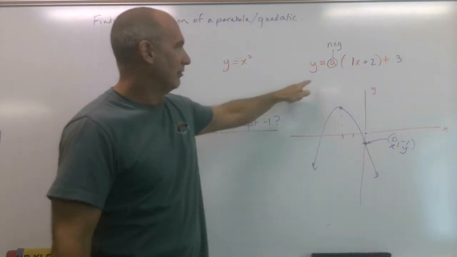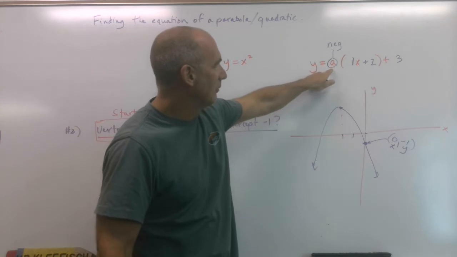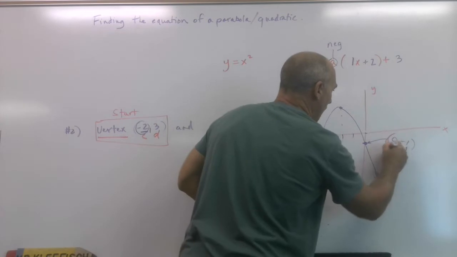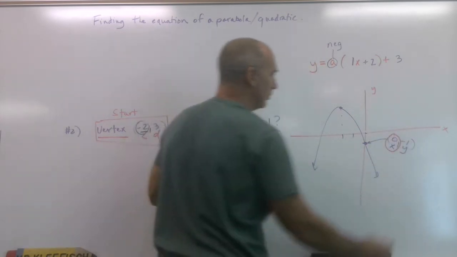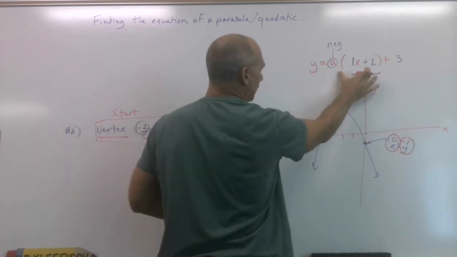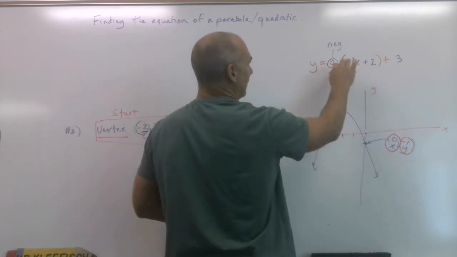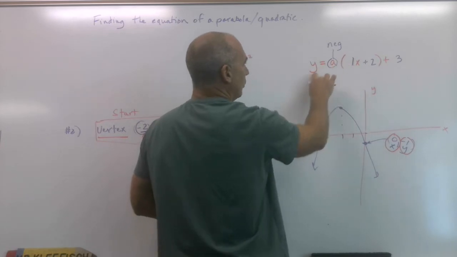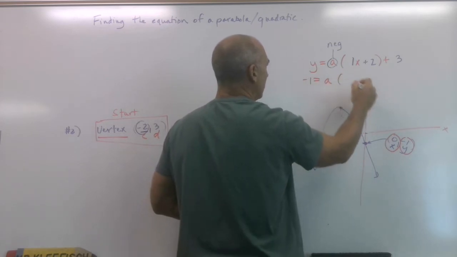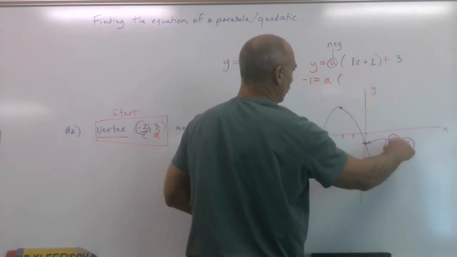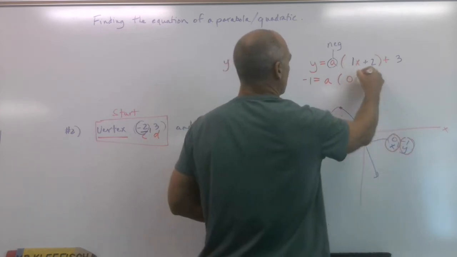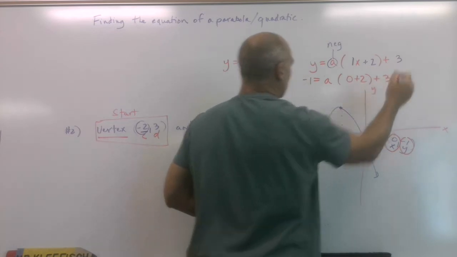The only thing we still need to find is a. So I want you to notice, I know a point here, x is 0 and y is -1. And I'm going to put those in here, and the only variable that's going to be remaining is the variable I need to find. So y is -1, a is what we're trying to find, 1 times x is just going to be 0, because 1 times 0, that's my x, is 0, plus 2 plus 3.